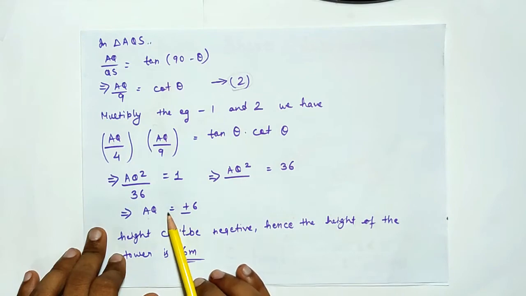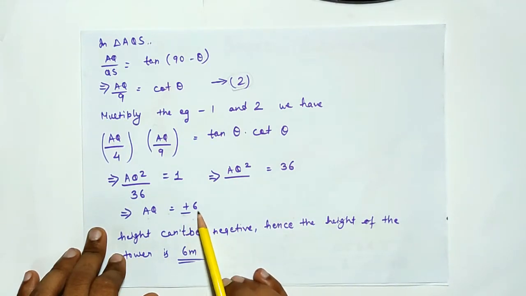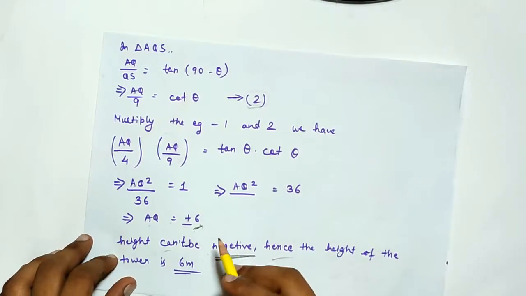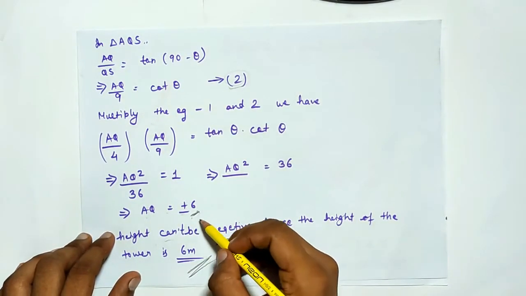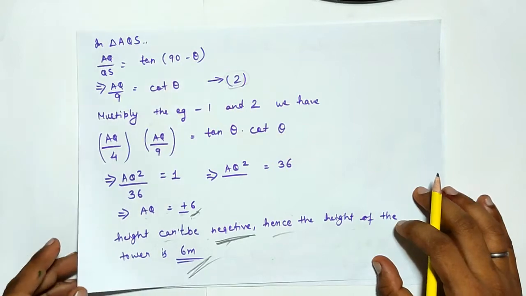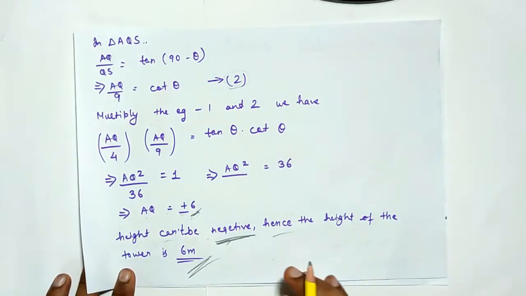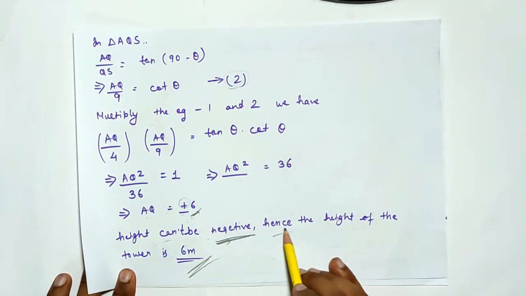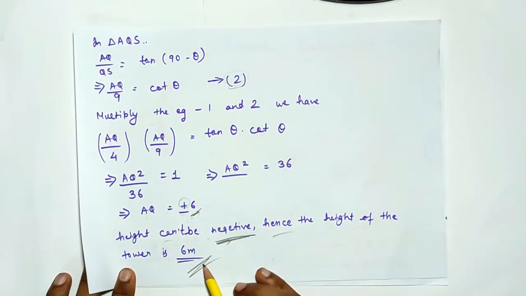So AQ is plus or minus 6. We get the value in both positive and negative, but height can't be negative, so we have to take the plus, and the height of the tower is 6 meter.